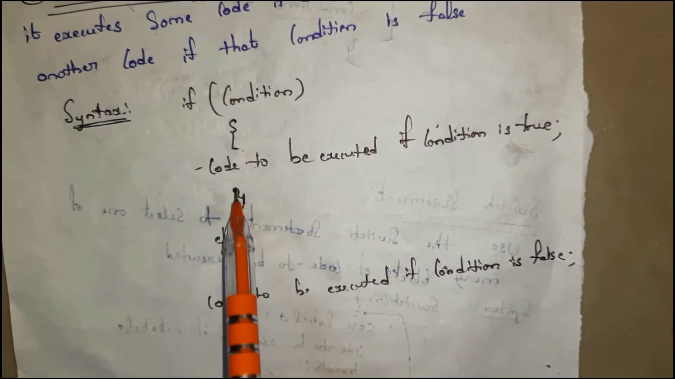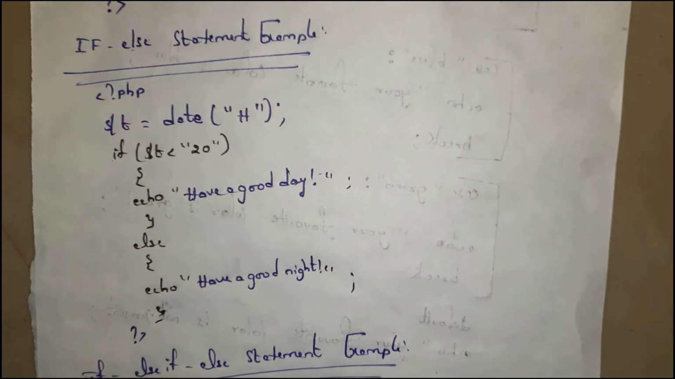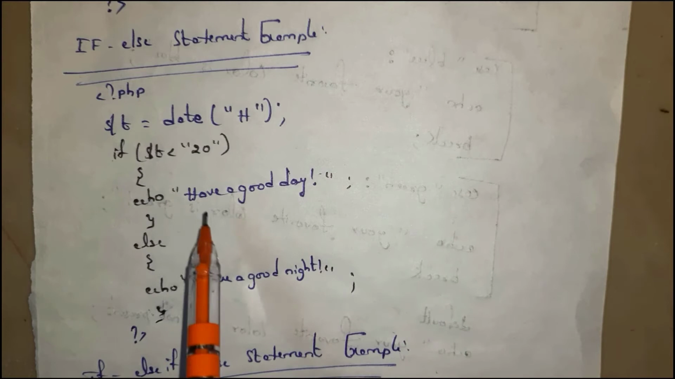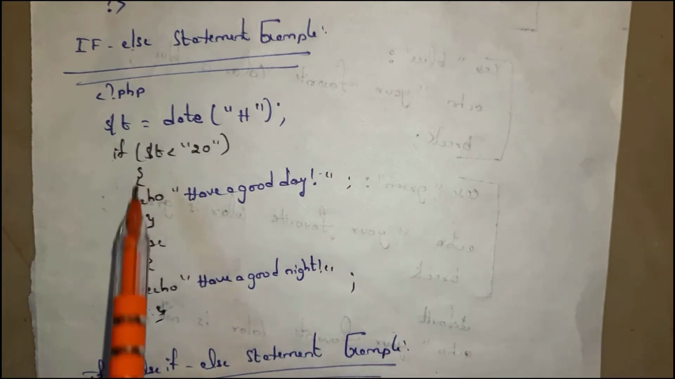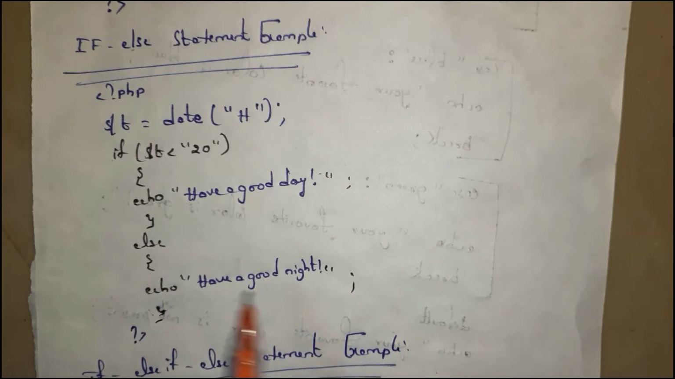See, if condition, code to be executed if condition is true. If condition is false, else statement is going to get executed. Code to be executed if condition is false. See this program. This program is similar to if statement. I took $t is equal to date of h. If $t less than 20, echo have a good day. If $t is less than 20, the statement is going to get executed, else the statement is going to get executed. That is echo have a good night.